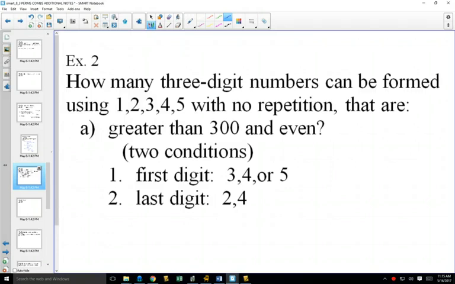Often with a restriction question, and we've done restriction questions before where you have to deal with your restriction first, sometimes you have more than one restriction. And that's the case in this one. How many 3-digit numbers can be formed using 1, 2, 3, 4, 5, no repetition, that are greater than 300 and even? So when I start making my spaces, and if I put just my spaces once, and I try to deal with both restrictions, the first digit has to be a 3, 4, or 5. And my last digit, in order to be even, is either going to be a 2 or a 4.